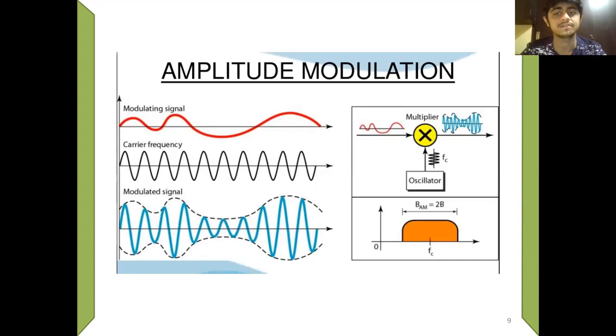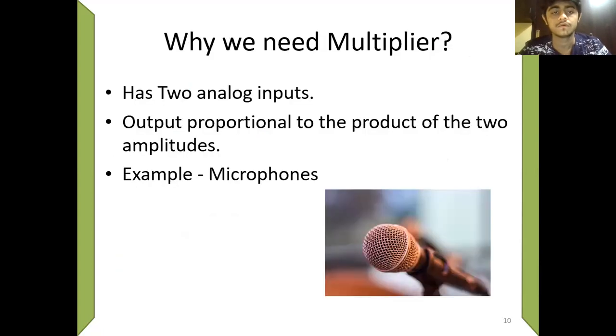The modulating signal is the envelope of the carrier. As the figure shows, AM is normally implemented by using a simple multiplier, because the amplitude of the carrier signal needs to be changed according to the amplitude of the modulating signal. Why do we need a multiplier? It has two analog inputs, and the output is proportional to the product of the two amplitudes. Example: microphone.